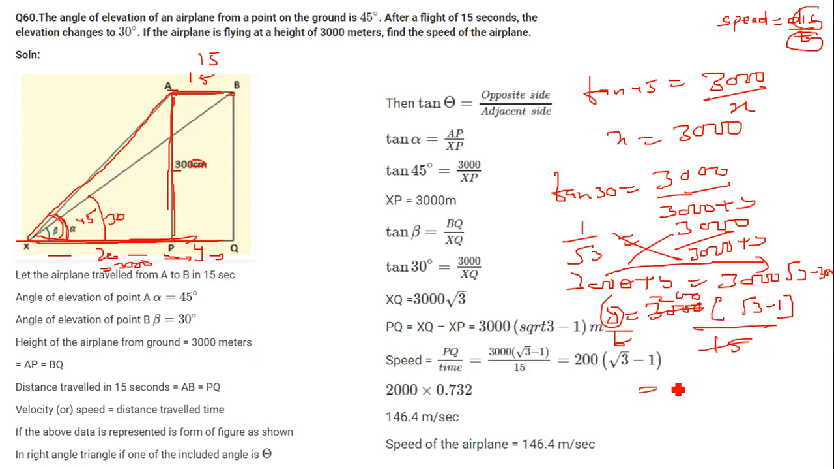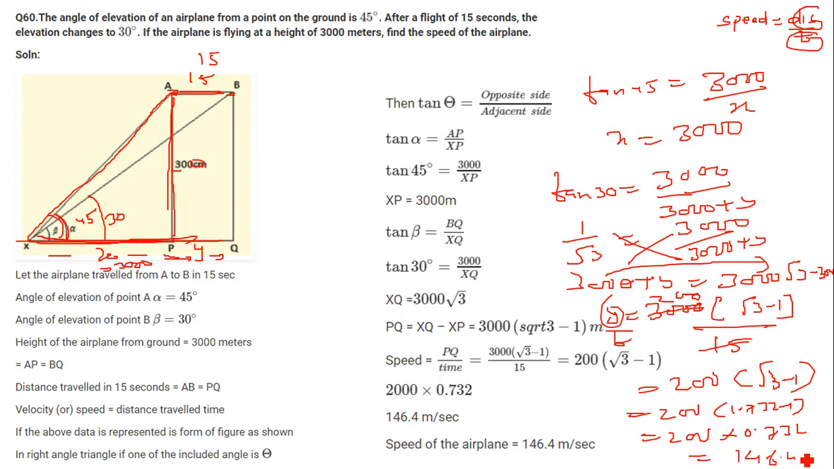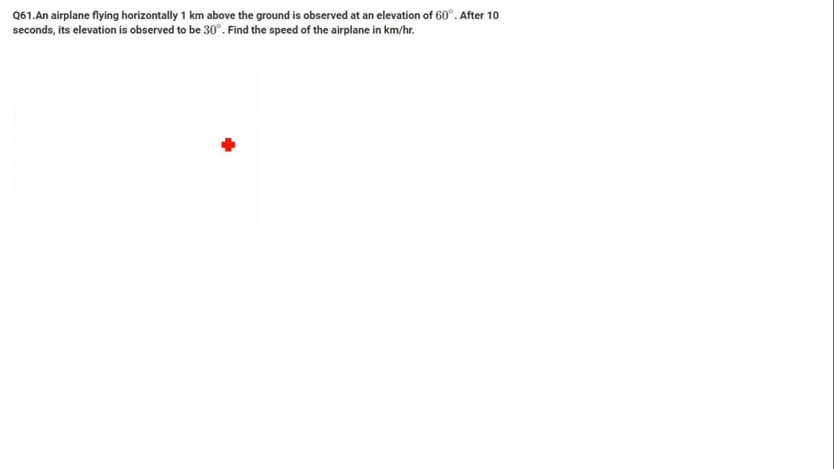So 15, 2 is 30, 200. This is going to be 200 root 3 minus 1. So 200 root 3 is 1.732 minus 1. So this will be 200 into 0.732, and this is going to be 146.4 meter per second, because this is in meter, this is meter, and this is in second, so it would be meter per second.